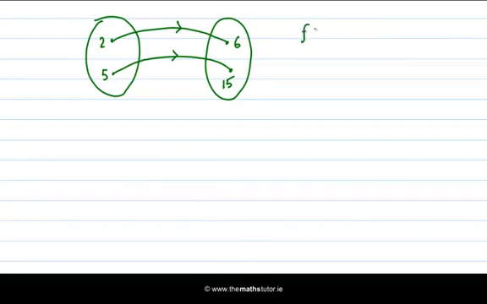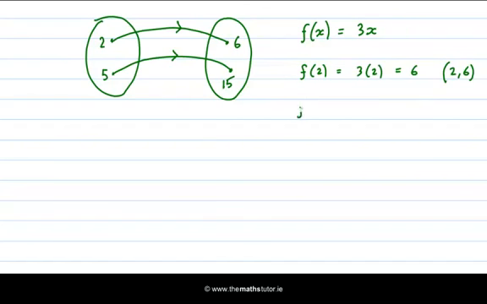We write functions like this. f of x, in this case, is equal to 3x. That means that f of 2 is equal to 3 times 2, which is 6. So we say that 2 is mapped onto 6. We can also write it as a pair, 2 and 6.